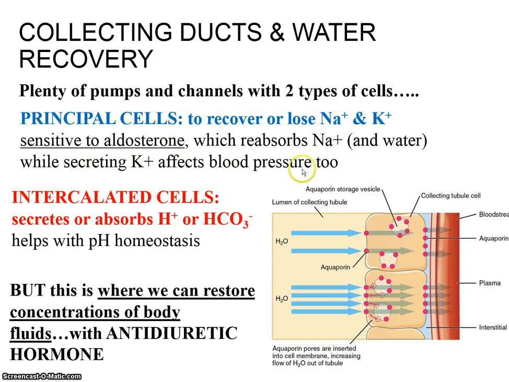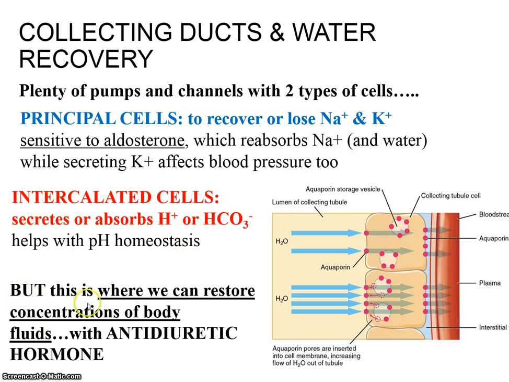And this, of course, affects blood pressure because the water will go with the sodium. It doesn't go with the potassium. So volume changes because of the water, and so does pressure. Intercalated cells will secrete or absorb hydrogen and bicarbonate. So they're very important in maintaining acid-base balance. This is another type of cell found here, and you should just know what each cell is responsible for.